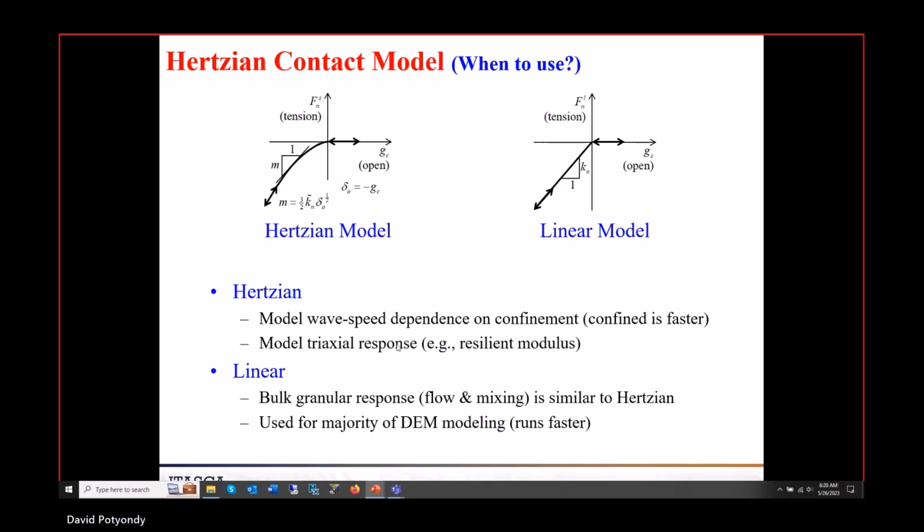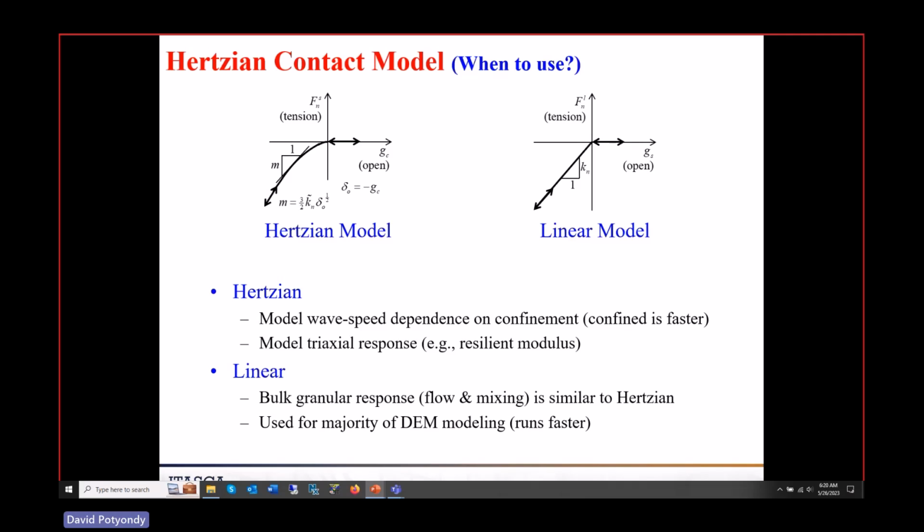Now we can contrast the Hertzian model with another contact model, which we haven't discussed, but this is going to be our workhorse contact model. It's the simplest possible one. It's just a linear spring, with a stiffness Kn. These are very different models. So the thing you would ask then is, which one should we use in our discrete element models?